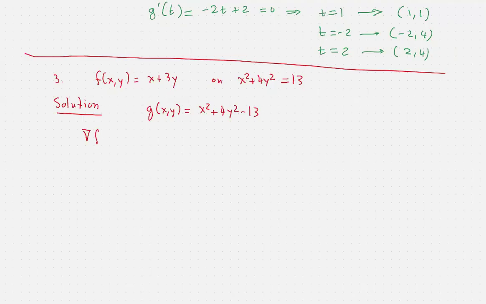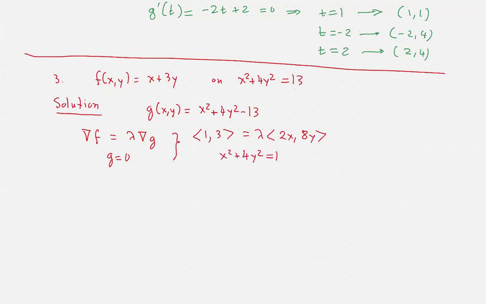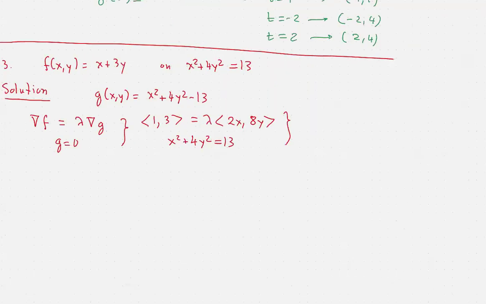So this gives us 1, comma 3. That's the gradient of f. Should be equal to lambda times 2x, comma 8y. And x squared plus 4y squared should be equal to 13. Again, let's break down this system into simpler equations. So 1 is equal to 2 lambda x, and 3 is equal to 8 lambda y, and x squared plus 4y squared is equal to 13.